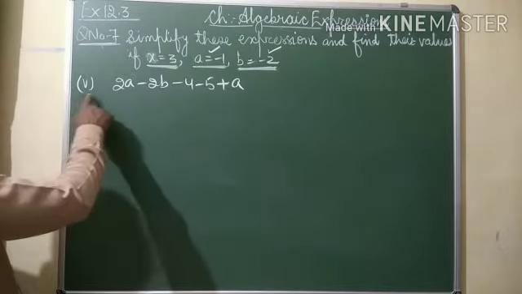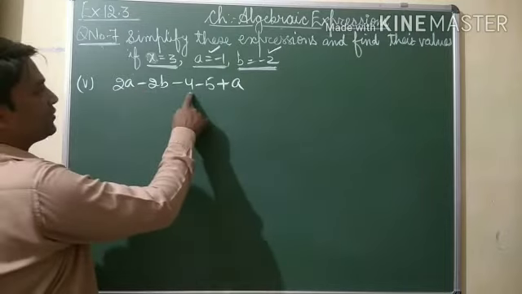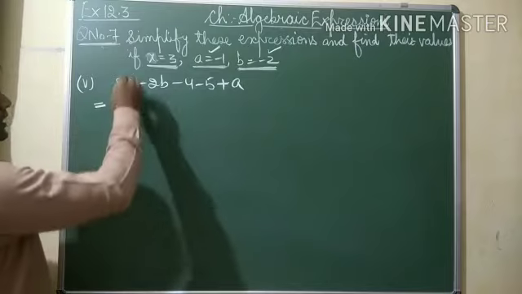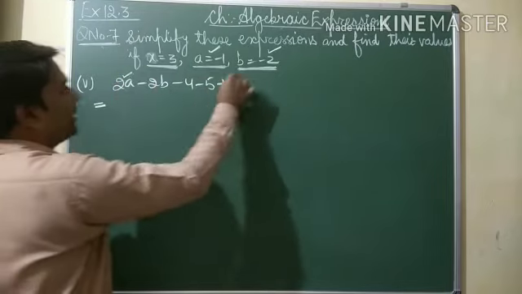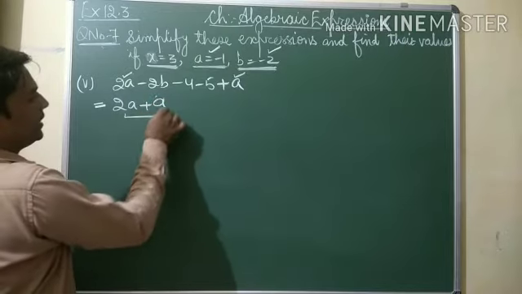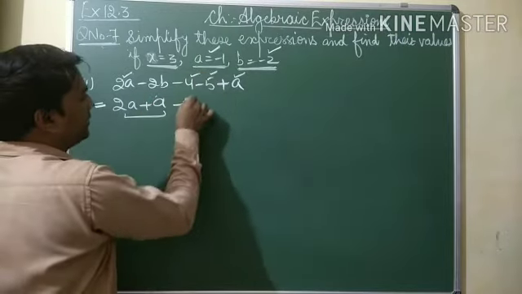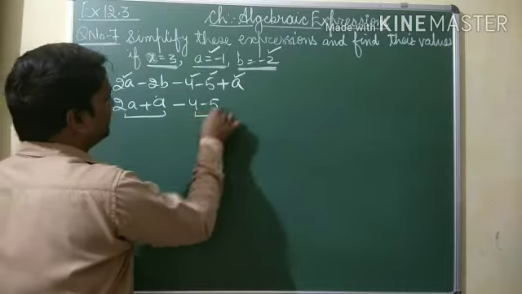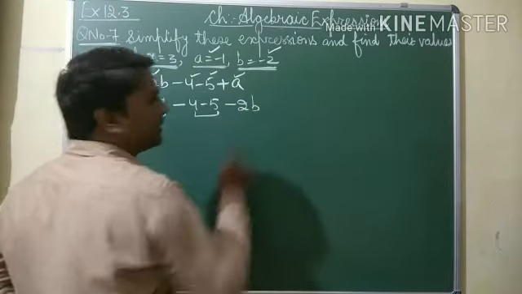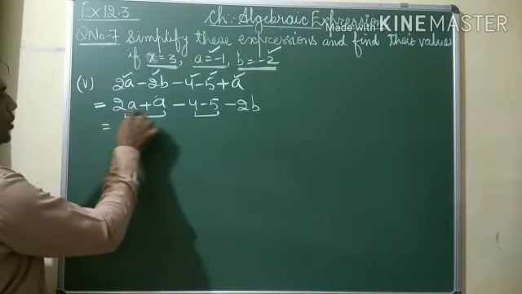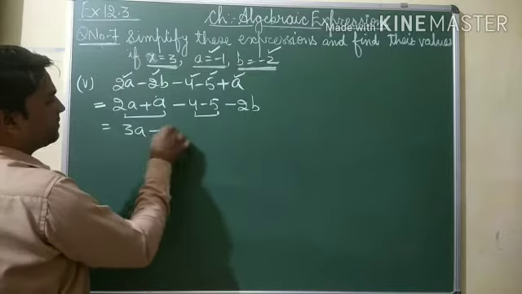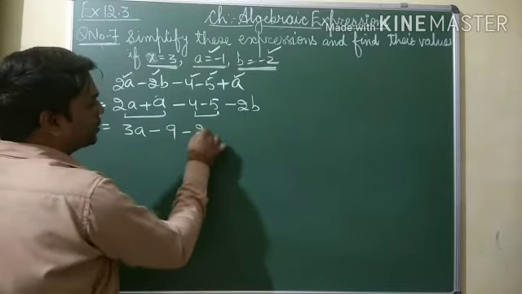Next is fifth part, 2a minus 2b minus 4 minus 5 plus a. Now, first of all, combine the like terms. We get 2a plus a as the first group of like terms, minus 4 minus 5 as the second group of like terms, and minus 2b is an unlike term. So it will remain as it is. Now 2a plus a is equal to 3a, minus 4 minus 5 is minus 9, and then minus 2b.